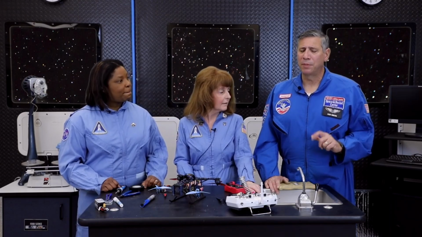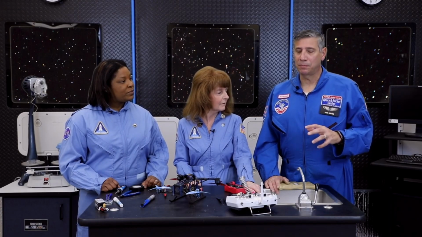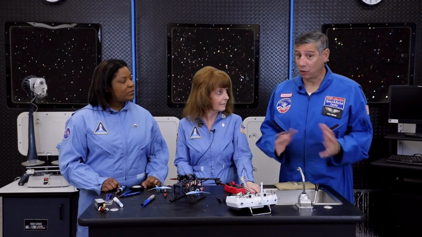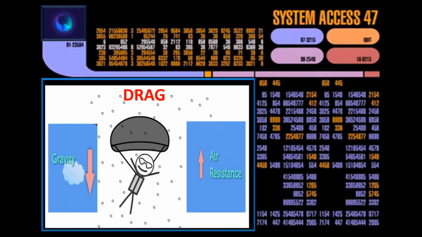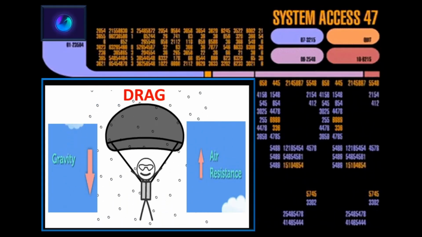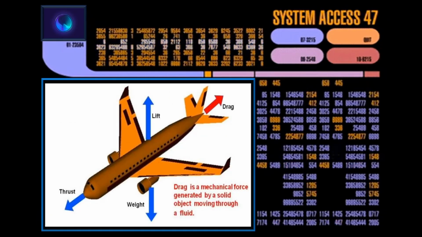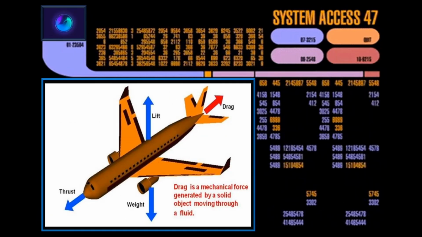Thank you, Aurora. That makes much more sense now. But how does the concept of drag have to do with all of this? Drag is the force that slows down objects as they travel in air. It is also known as air resistance. It is a force that is caused by air.